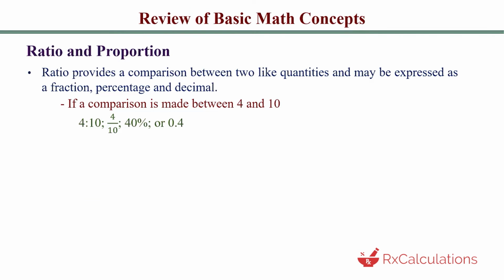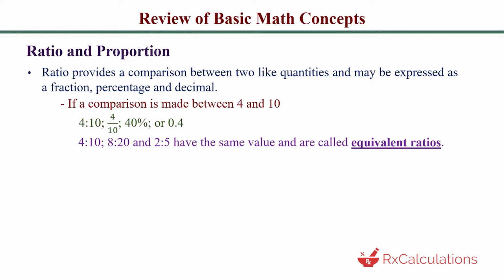This is an important point to have stenciled on your mind, because if you took the ratio 4:10 and multiplied the 4 and the 10 by 2, you end up with 8:20. If you also took 4:10 and divided the 4 and the 10 by 2, you end up with 2:5. When you take 4:10, the value is 4 divided by 10, which gives 0.4. If you also took 8:20 and divided the 8 by the 20, you're going to end up with 0.4.